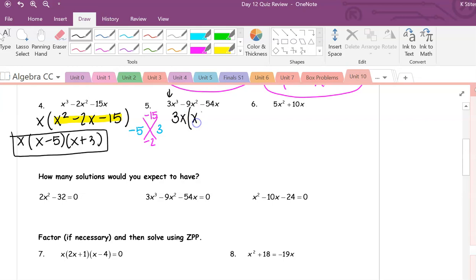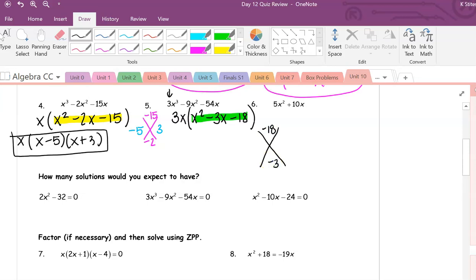So this will just become a 1, x squared. 9 divided by 3 is 3. Take away an x. 54 divided by 3 is an 18. Take away that x. So now that x is gone. And again, what's left over in your parentheses is what we're going to do the box problem with. All right, multiplies to negative 18, adds to negative 3.